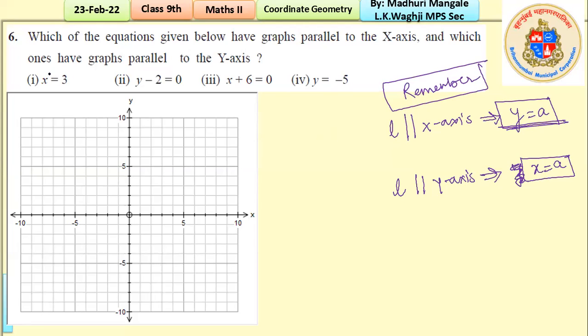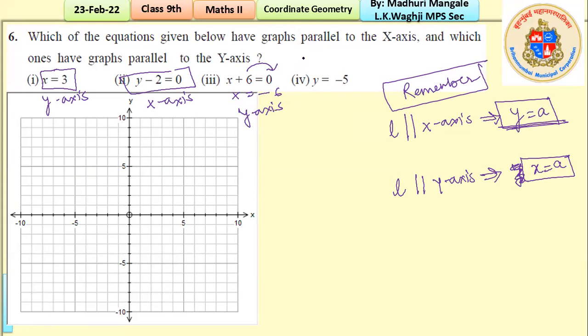So for the first one, it's x equals 3. That means the line is parallel to the y-axis. In this case, it is y equals 2. So the line is parallel to the x-axis. Okay, we have to tell the opposite. Here the equation is x plus 6 equals 0, so the positive 6 goes to that side and becomes negative 6. So x equals negative 6, that means the line is parallel to the y-axis.